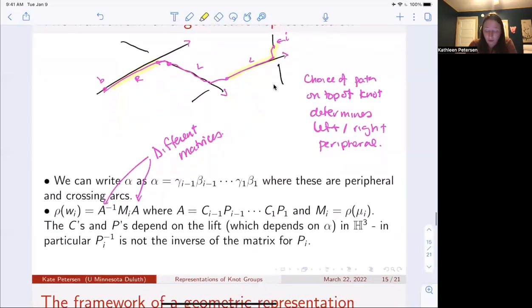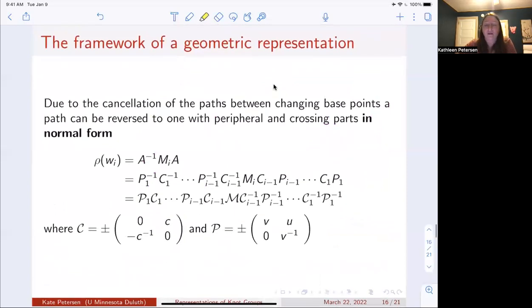And if you work the algebra out, it amounts to this. If I write my Wirtinger generator as doing the path on the top of the knot A, converting it into a matrix, doing the meridian around the ith strand of the knot, or sorry, the ith edge of the knot, and doing that path in reverse. And again, this is not literally the A inverse matrix. It corresponds to different lifts.